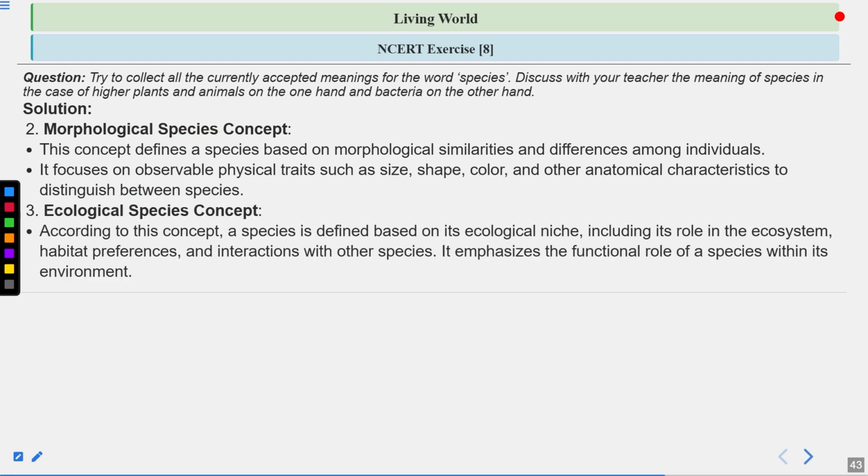Next one is the ecological species concept. According to this concept, species is defined based on its ecological niche, including its role in the ecosystem, its habitat preferences, and interaction with other species. So it emphasizes the functional role of a species within its environment. This includes the role of that species in an ecosystem, the habitat which it is living in, and how it is interacting with the other species.